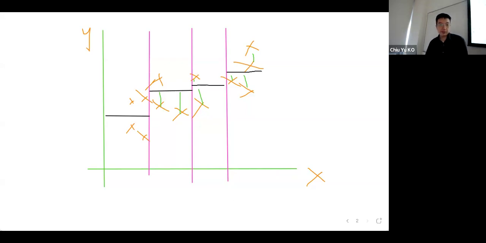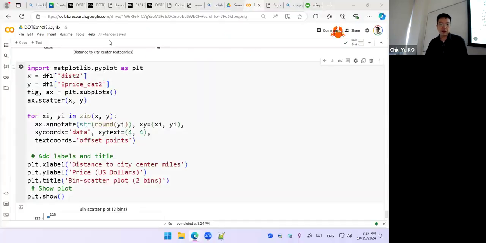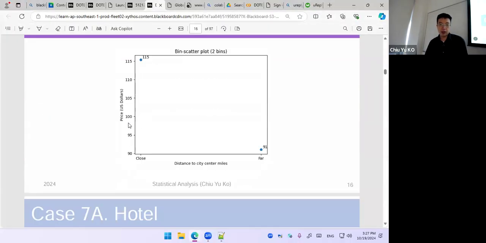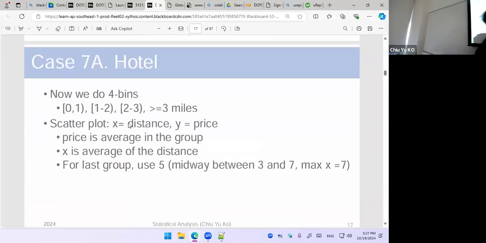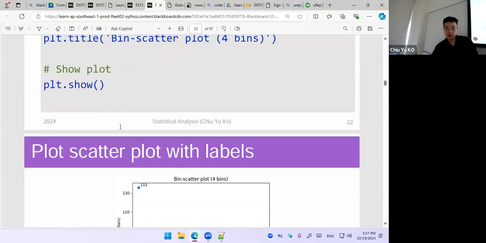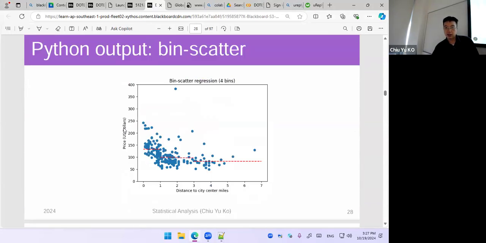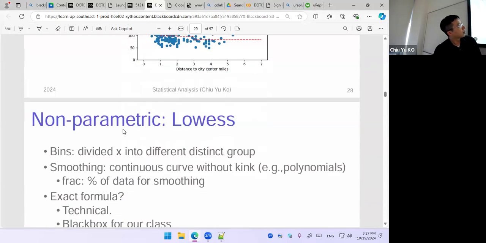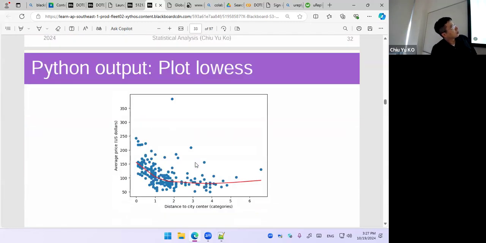So I think it's time to have a break here, because after that we'll do 4 groups. This is the end of the first method, the bin scatter method. And then we will learn another method. The second method we study is called the Lewis, which is trying to give you the nonlinear line. But we'll do it after the break.